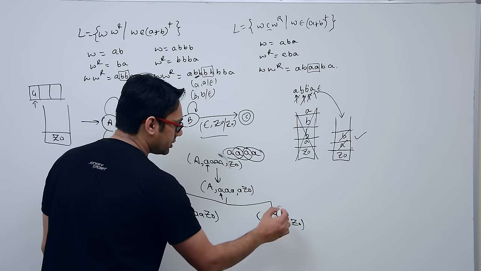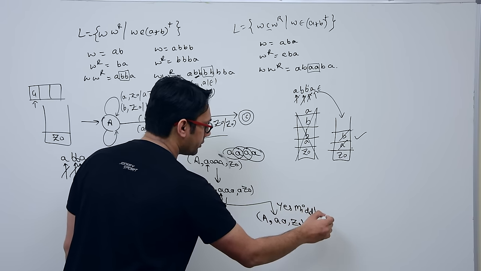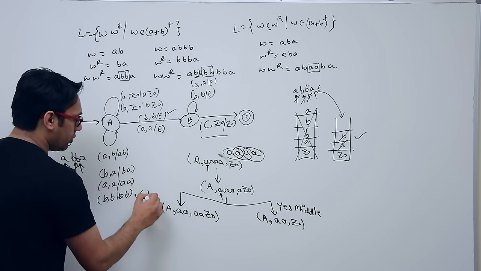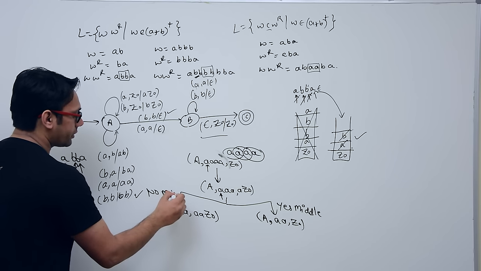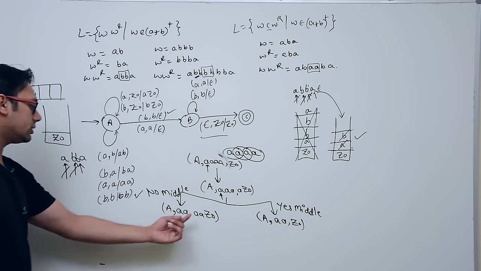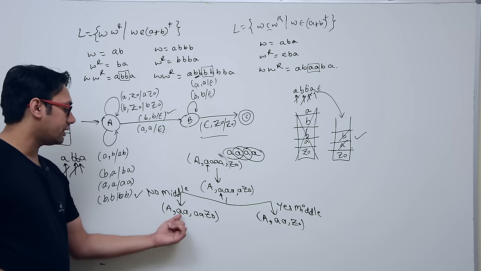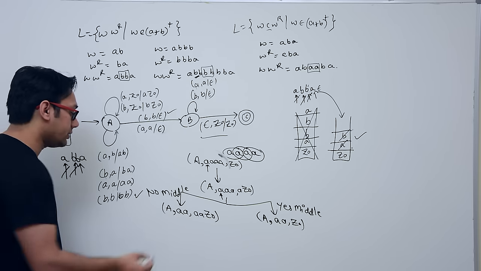Here it assumed, yes, there's a middle point. Yes, it was a middle point. And here it assumed, no, it was not a middle point. No, it was not a middle point. Now here the top of stack is containing A. We are at state A and we are reading the symbol A. Again, there are two choices.